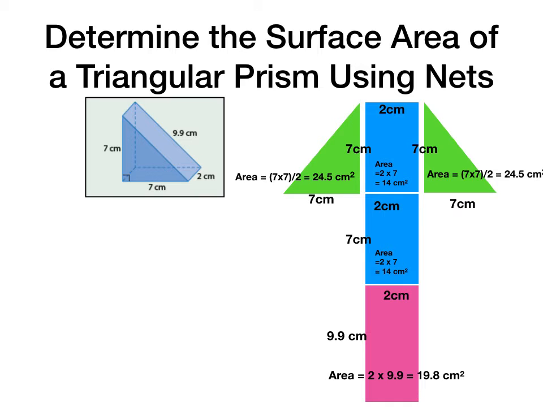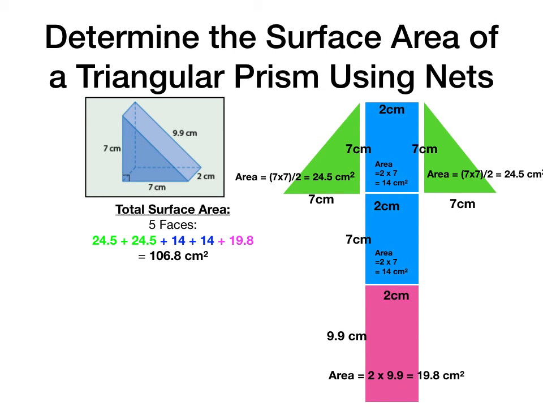If I want to know the total surface area of this triangular prism, I need to add all the areas of the shapes making up that net. So add the area of my triangles, 24.5 plus 24.5, the area of my blue rectangles, 14 and 14, and then the area of my pink rectangle, which is 19.8, and it all adds up to 106.8 centimeters squared.